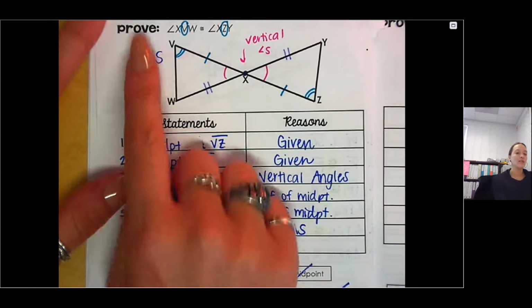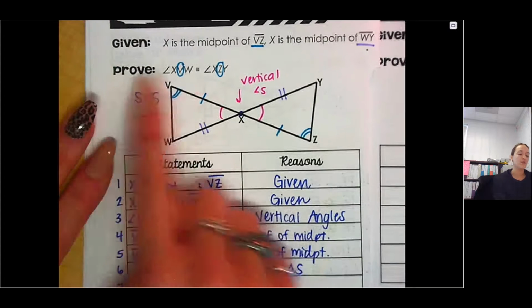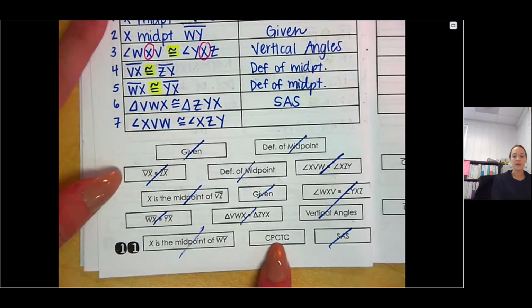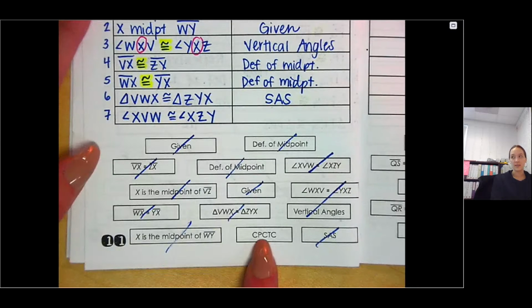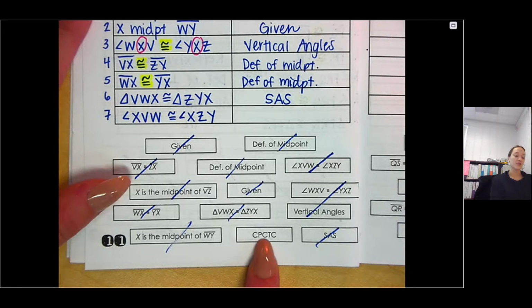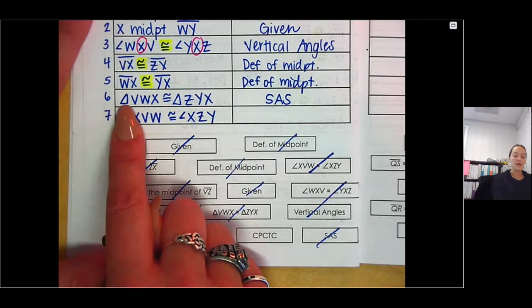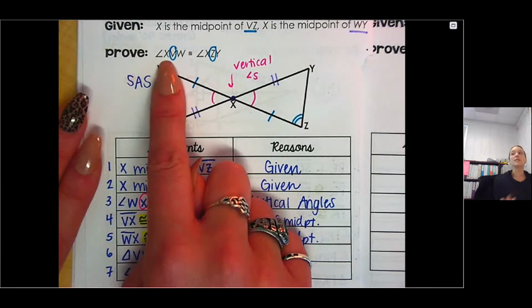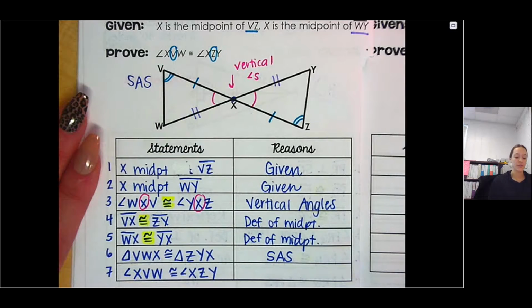So if you ever see a proof that asks you to prove an angle or a side length, you have to use this theorem right here, CPCTC. If I ever ask you just for a triangle, then you don't need to worry about this one. We only use this one when you're trying to prove an angle or a side length is congruent.